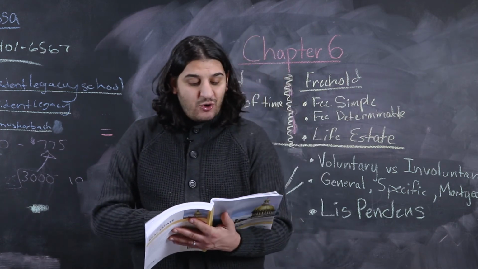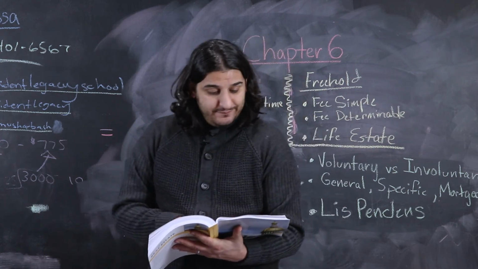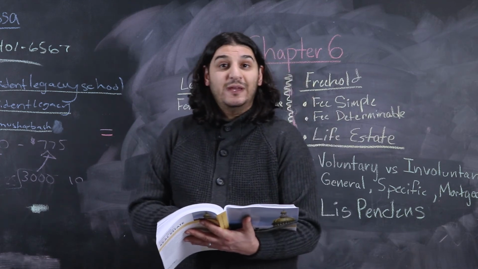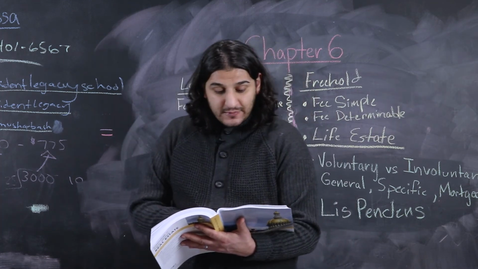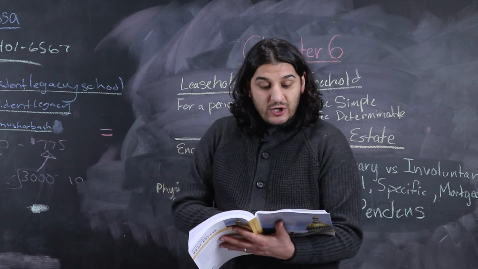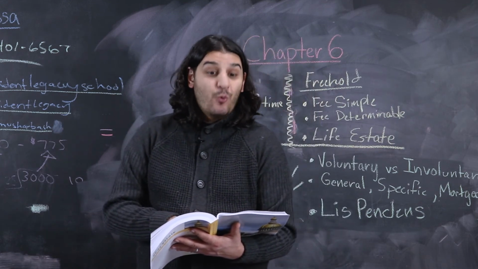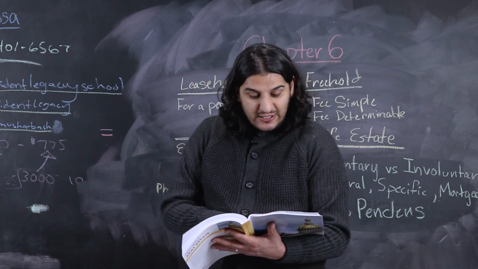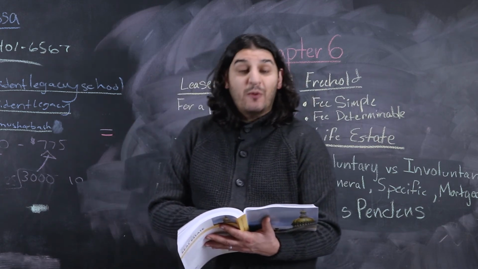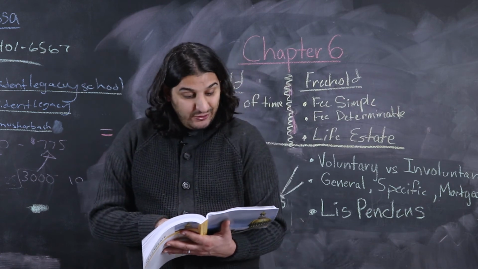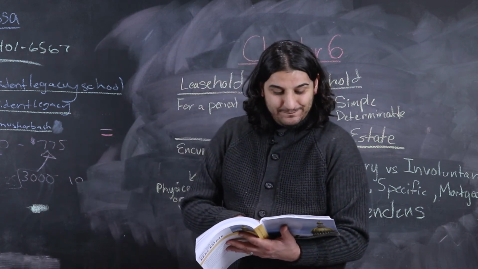A judgment is a court decree obtained by a creditor, usually for a monetary award for the debtor. Lis pendens, or a notice of pendency, is a recorded notice that a lawsuit is awaiting trial in court and may result in a judgment that will affect title to that parcel of real estate.